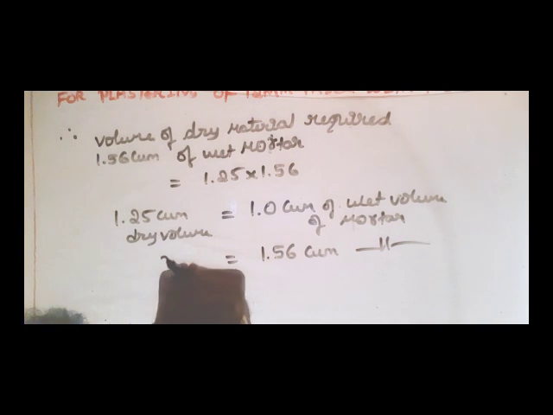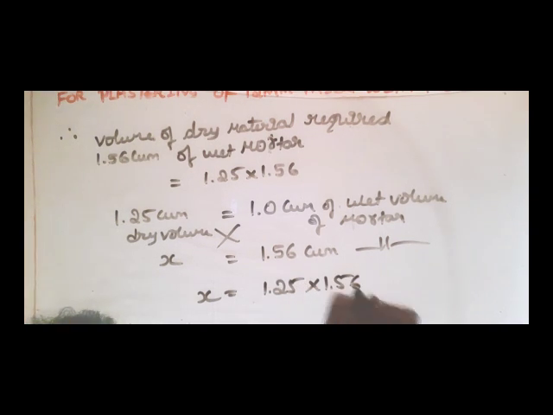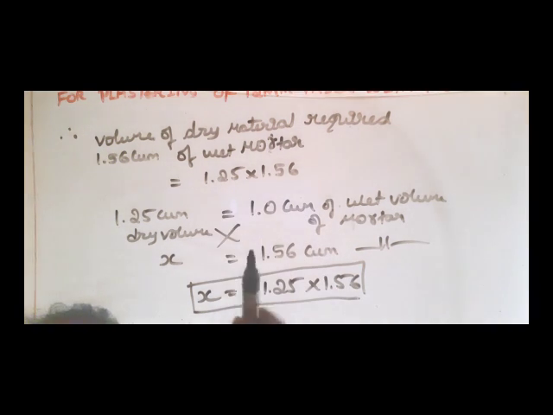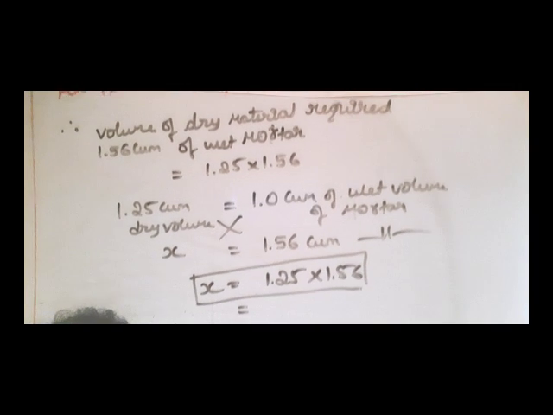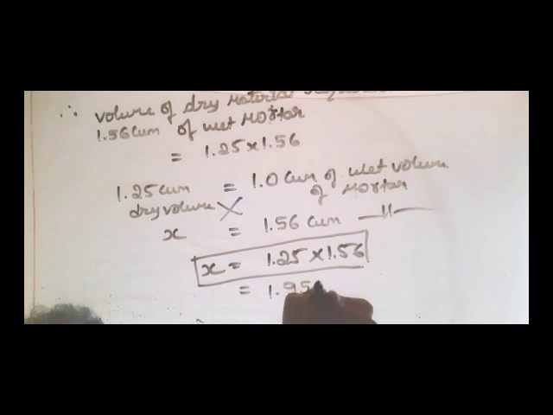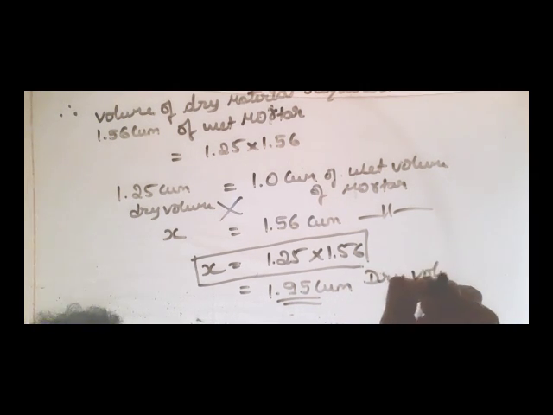For 1.56 cubic meter of wet, how much dry volume will be there? Let it be x. So if I cross multiply, x is equal to 1.25 into 1.56. The same calculation is written here. If I multiply this, you're going to get 1.95 cubic meter. So this is your dry volume of mortar.